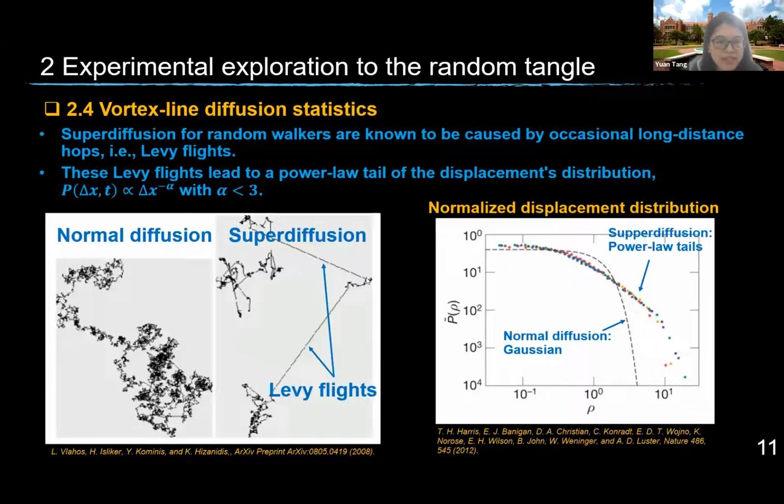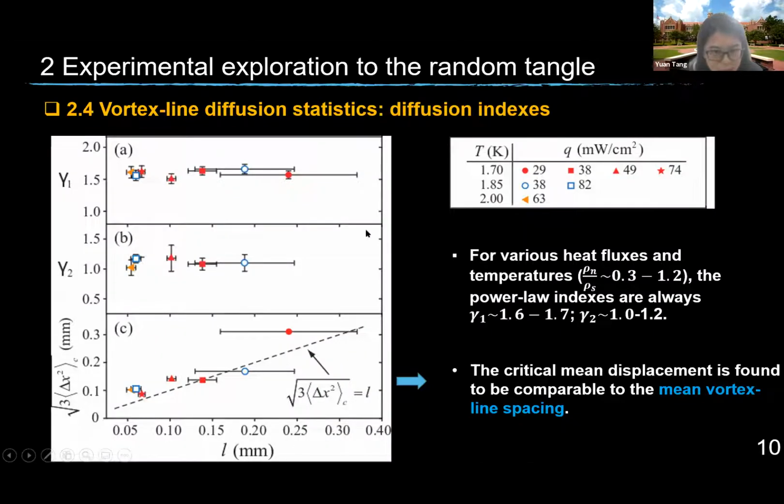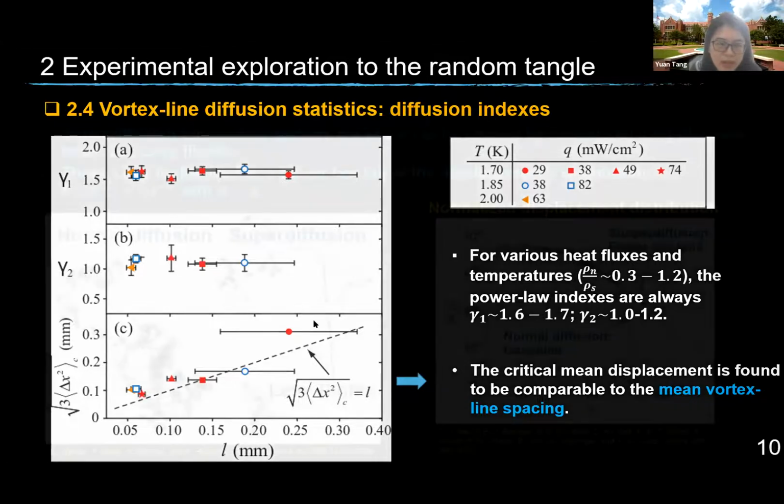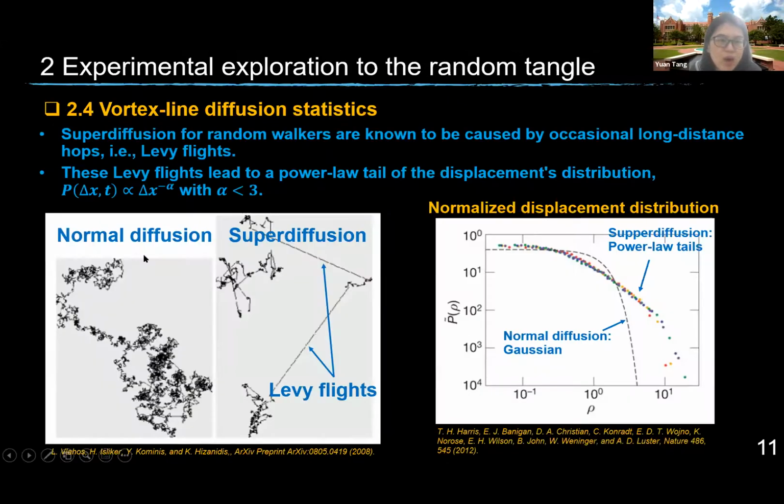The natural question here is what causes the superdiffusion and why there is a transition to normal diffusion when the displacement is larger than the mean vortex line spacing. In general, for a particle undergoing completely random motion, their displacement distribution should be a Gaussian shape. This is essentially a normal diffusion.